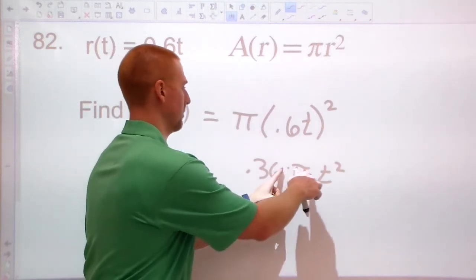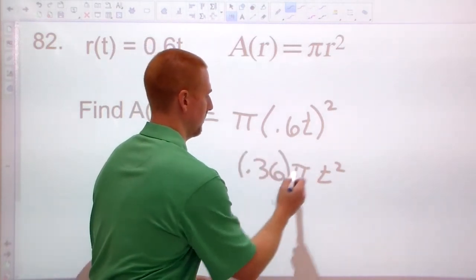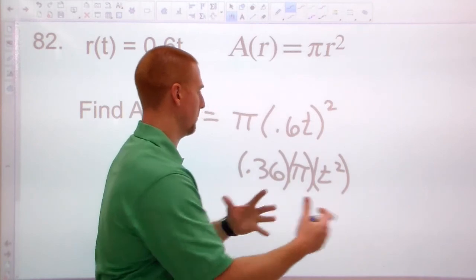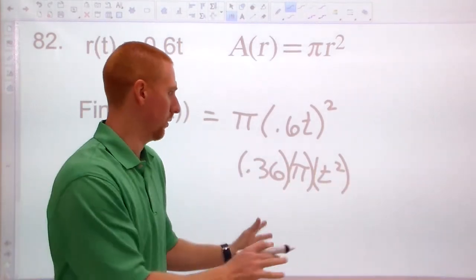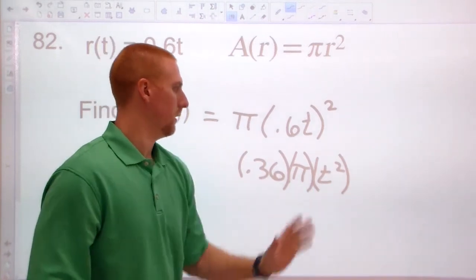The commutative property says we can switch any of these. Let me put them in parentheses. There are three terms here. We can switch those in any order since they're being multiplied, and it's still right. So if you had a different order, that's fine. But those are the three pieces you should have.